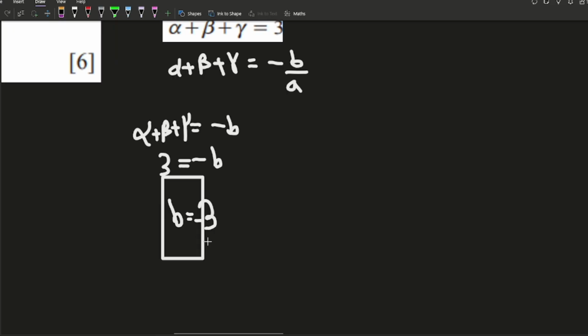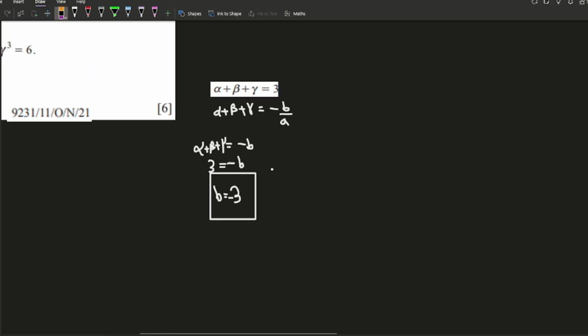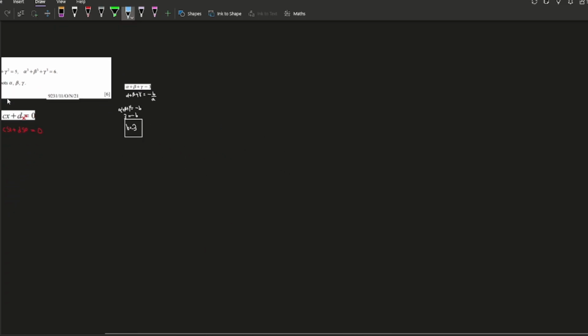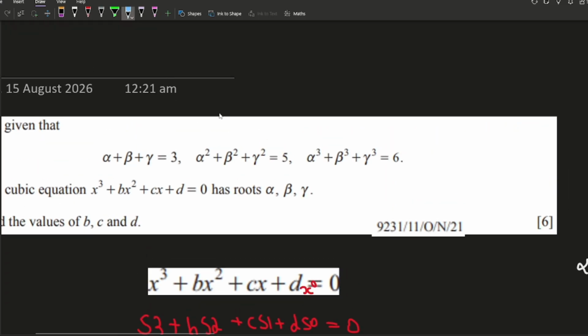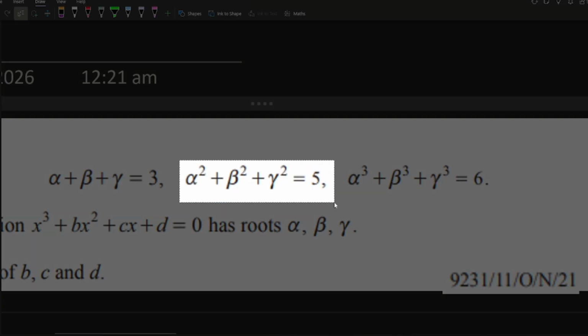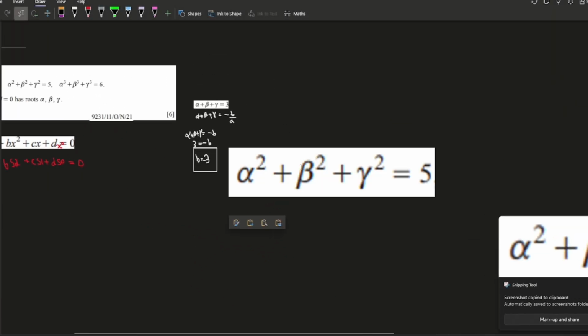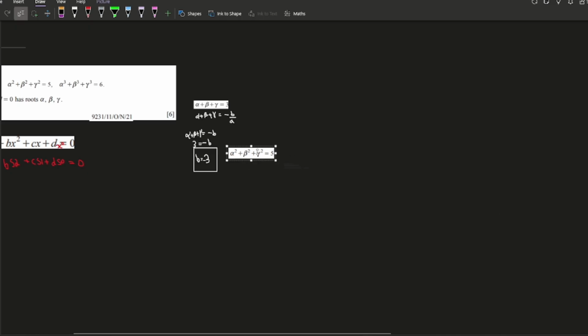Okay, we have found the first value. Now let's find the second value, which can be found using our second equation given by the question. So let's try that now.